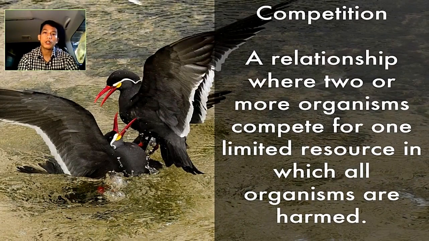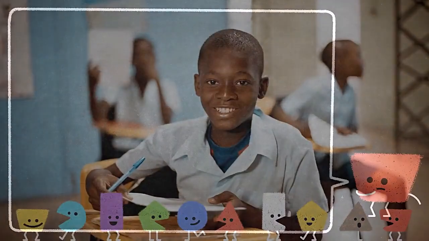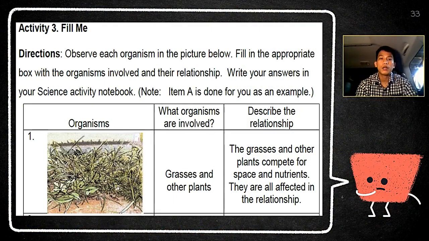So competition is a relationship where 2 or more organisms compete for one limited resource, in which all organisms are being harmed. For activity 3, Fill Me. Observe each organism in the picture below. Fill in the appropriate box with the organism involved in the relationship. Write your answers in your science activity notebook or in your answer sheets.